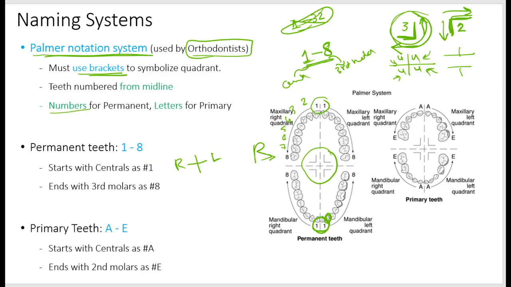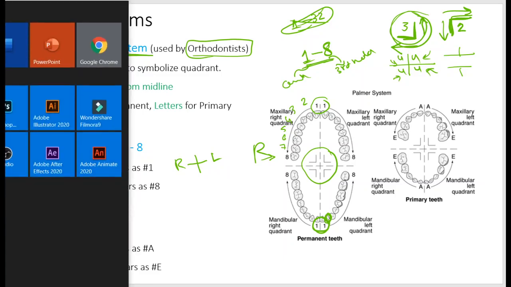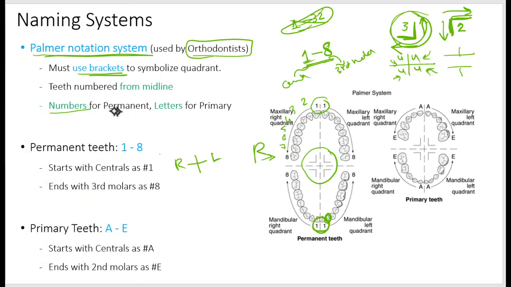So we still use numbers for the permanent and letters for the primary. So now this is the permanent 1 through 8. The primary teeth, the baby teeth, we have A through E. So from A to E. A is the central incisor and E is the second, the second molar, second deciduous molar.